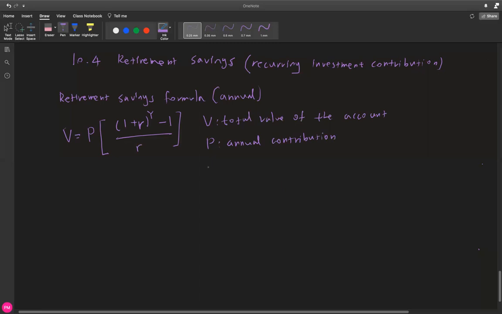And if you have R, that is the APR in decimal. And lastly, Y is the number of years contributed. So here, you can actually be asked two different types of problems. You can either be given the annual contribution amount and you're asked to find the total value of the account after Y years.